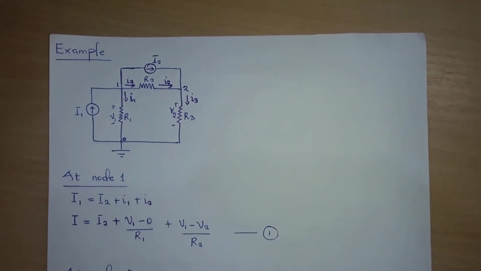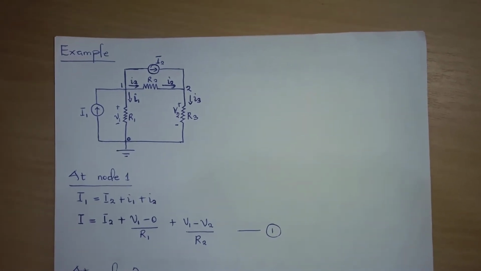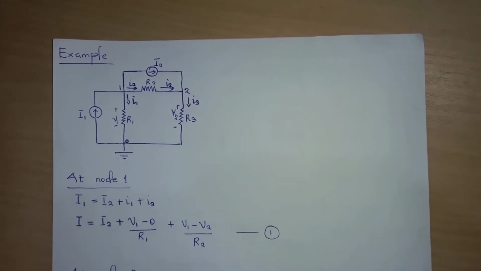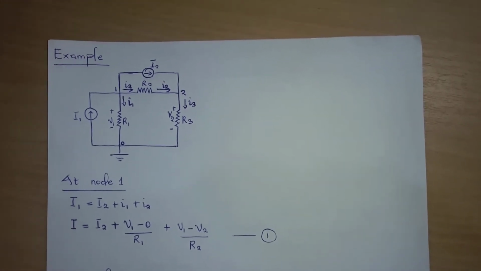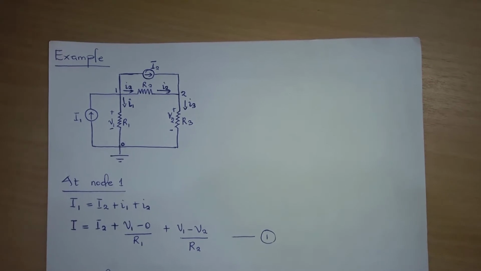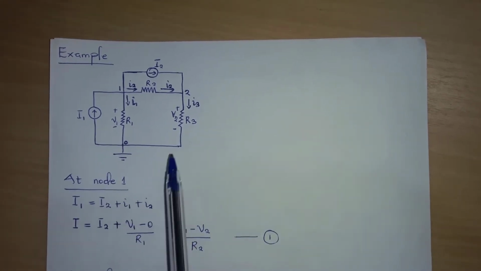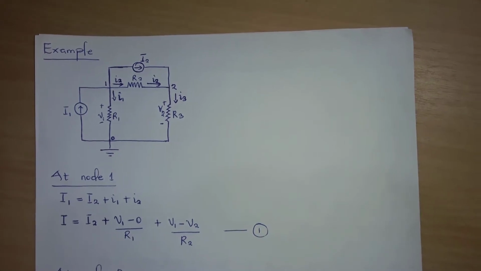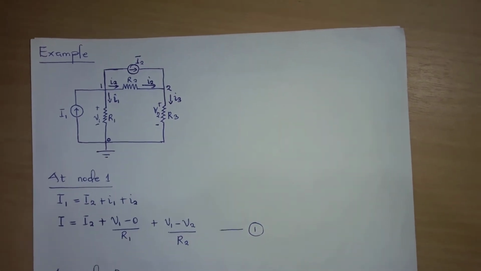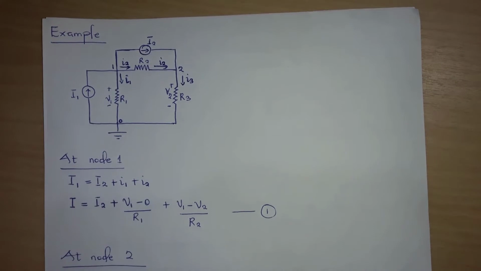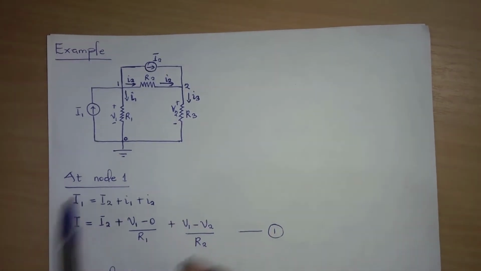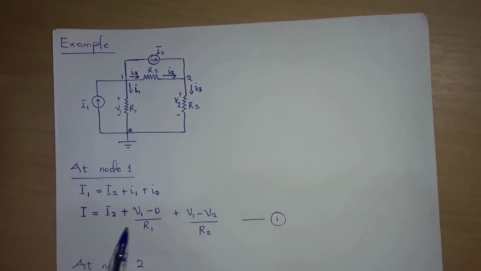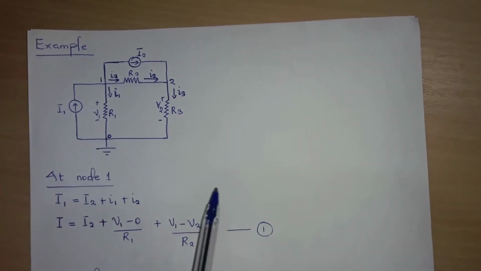Now these non-reference nodes are going to determine the number of equations that we are going to solve simultaneously to be able to get our node voltages. So since we have two non-reference nodes, we are going to have two simultaneous equations to get our node voltages V1 and V2.